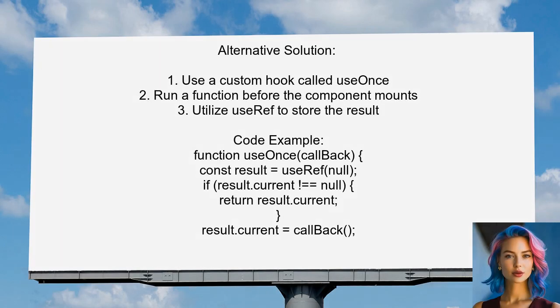An alternative approach suggests using a custom hook called useOnce. This hook allows you to run a function before the component mounts, similar to a constructor. It utilizes useRef to store the result of the callback, ensuring it only runs once.